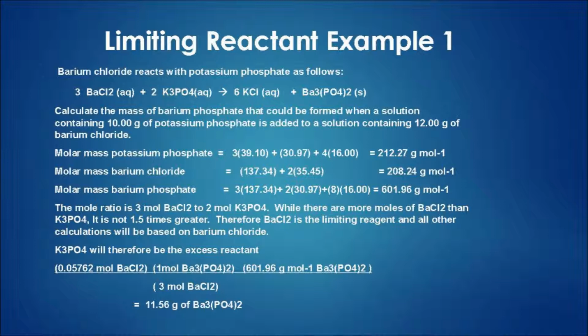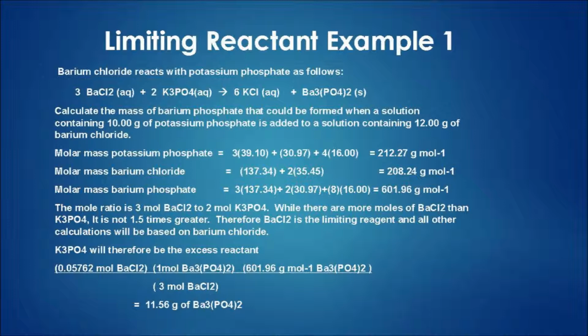Okay, so let's do a problem with limiting reactants. Let's say we have barium chloride and it's going to react with potassium phosphate as follows. 3BaCl2 plus 2K3PO4 is going to become 6KCl plus Ba3(PO4)2. Calculate the mass of barium phosphate that could be formed when a solution containing 10 grams of potassium phosphate is added to a solution containing 12 grams of barium chloride.